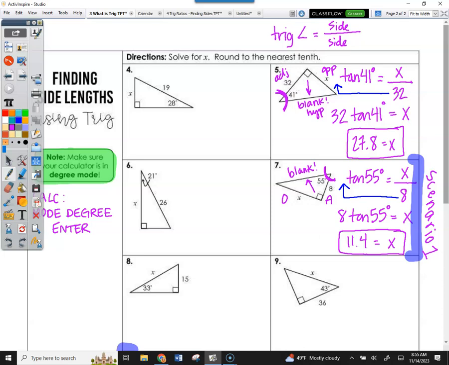Let's copy our formulas up here at the top so you're not flipping back and forth. Sine is opposite over hypotenuse. Cosine is adjacent over hypotenuse. And tangent is opposite over adjacent. We are going to label the sides that are in the picture. We are not labeling all three sides because one of the sides is blank, right? So don't label that one because then you will be confused.